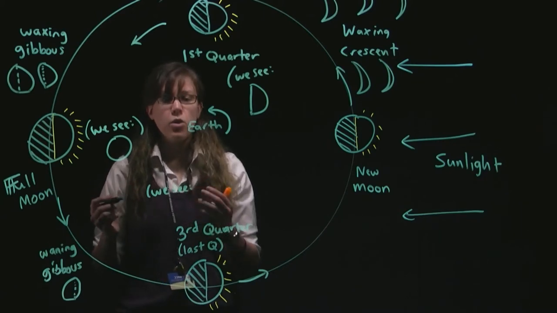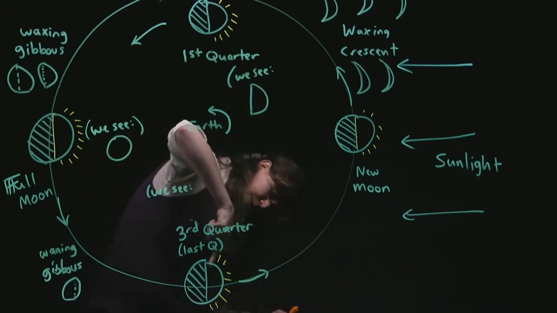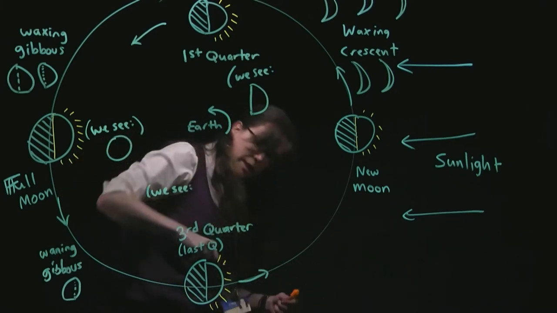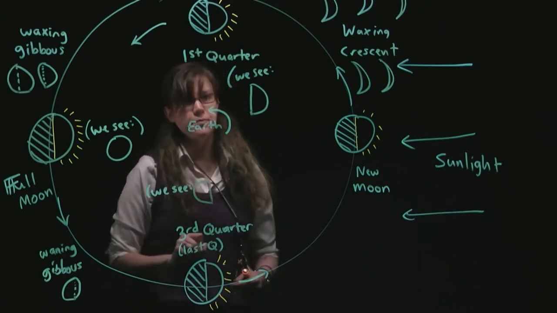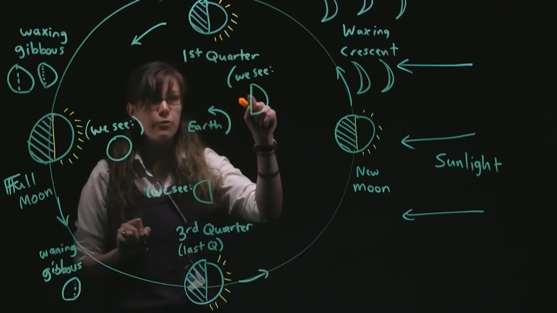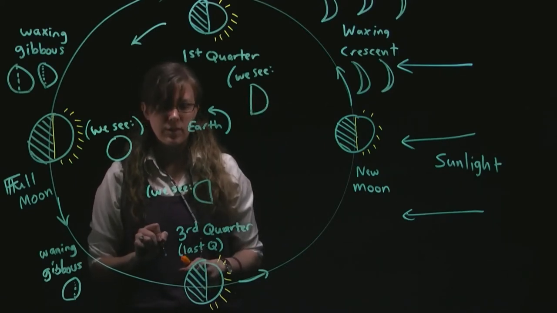Okay. So I can't flip the light board, that would be awesome. But if I turned all the way around, what I would see is that this left side is lit up and the right side is not. So see the difference between first quarter moon, the right side is lit up, and third quarter moon, the left side is lit up.